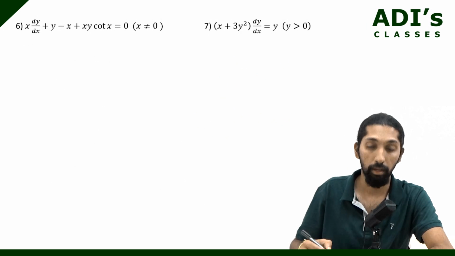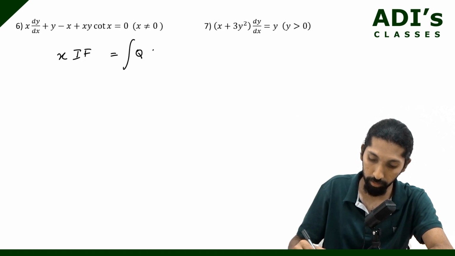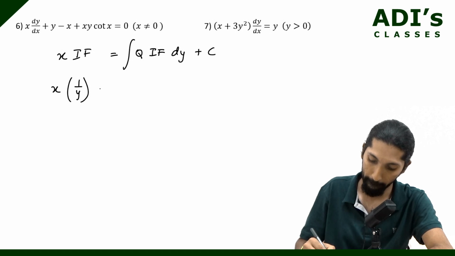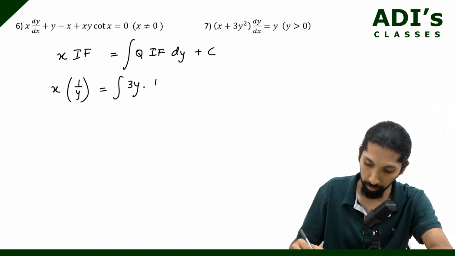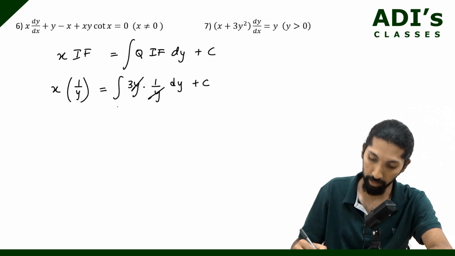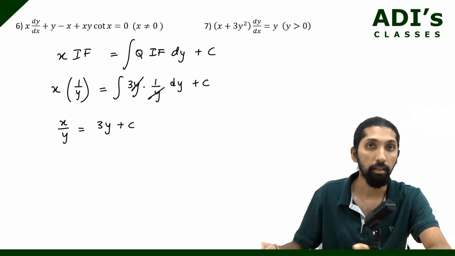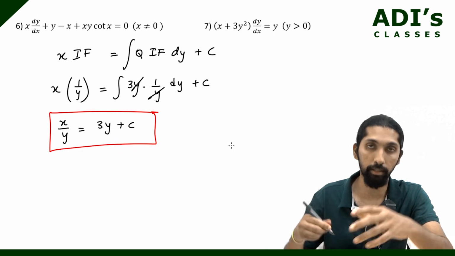See, you have x into integrating factor is equal to integral of q into integrating factor dy plus c, correct? So x into 1 by y is equal to integral of q, the q value was 3y, into 1 by y dy plus c. y and y cancel. We have x by y is equal to 3y plus c. That's all. This is going to be the final answer for the 7th one.